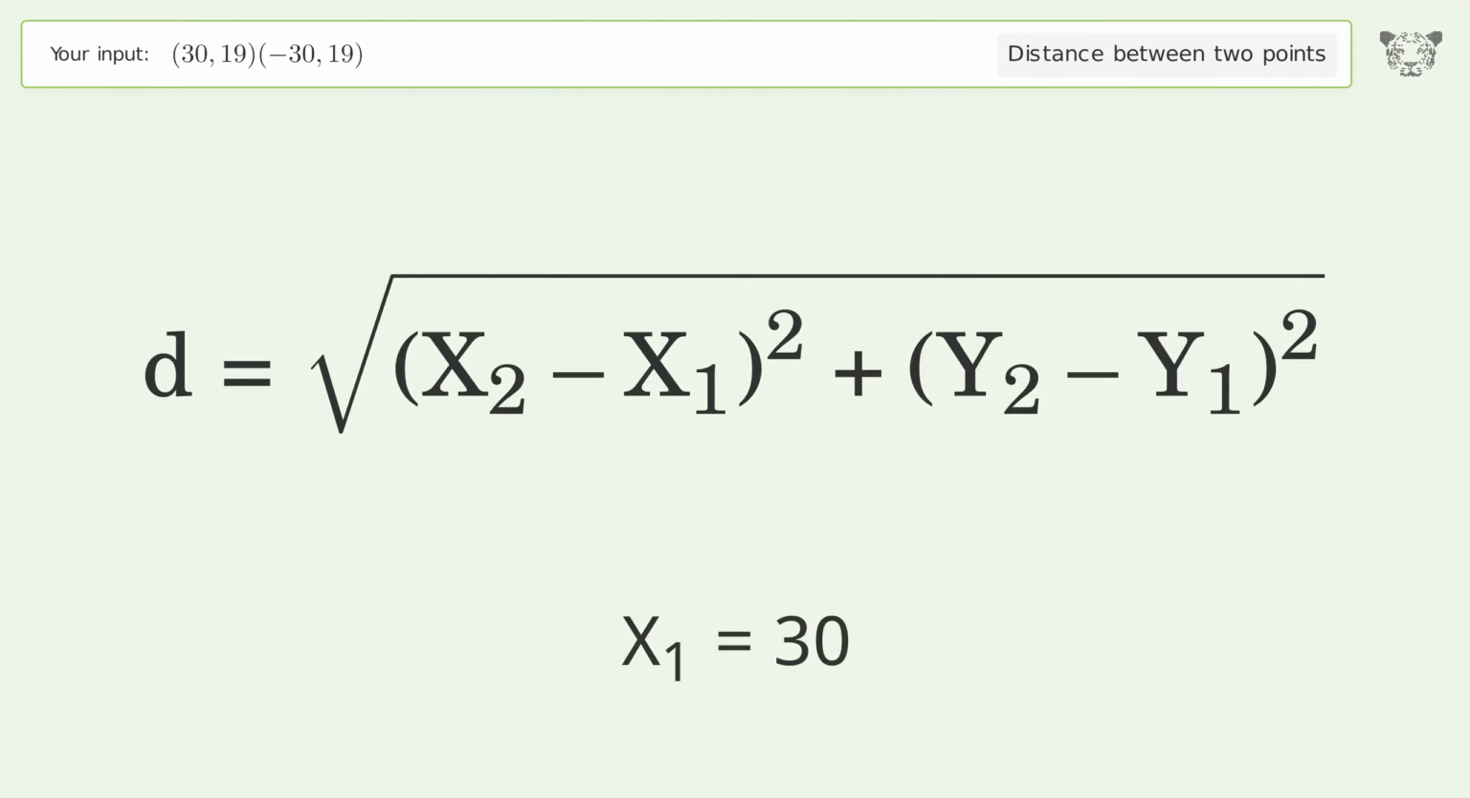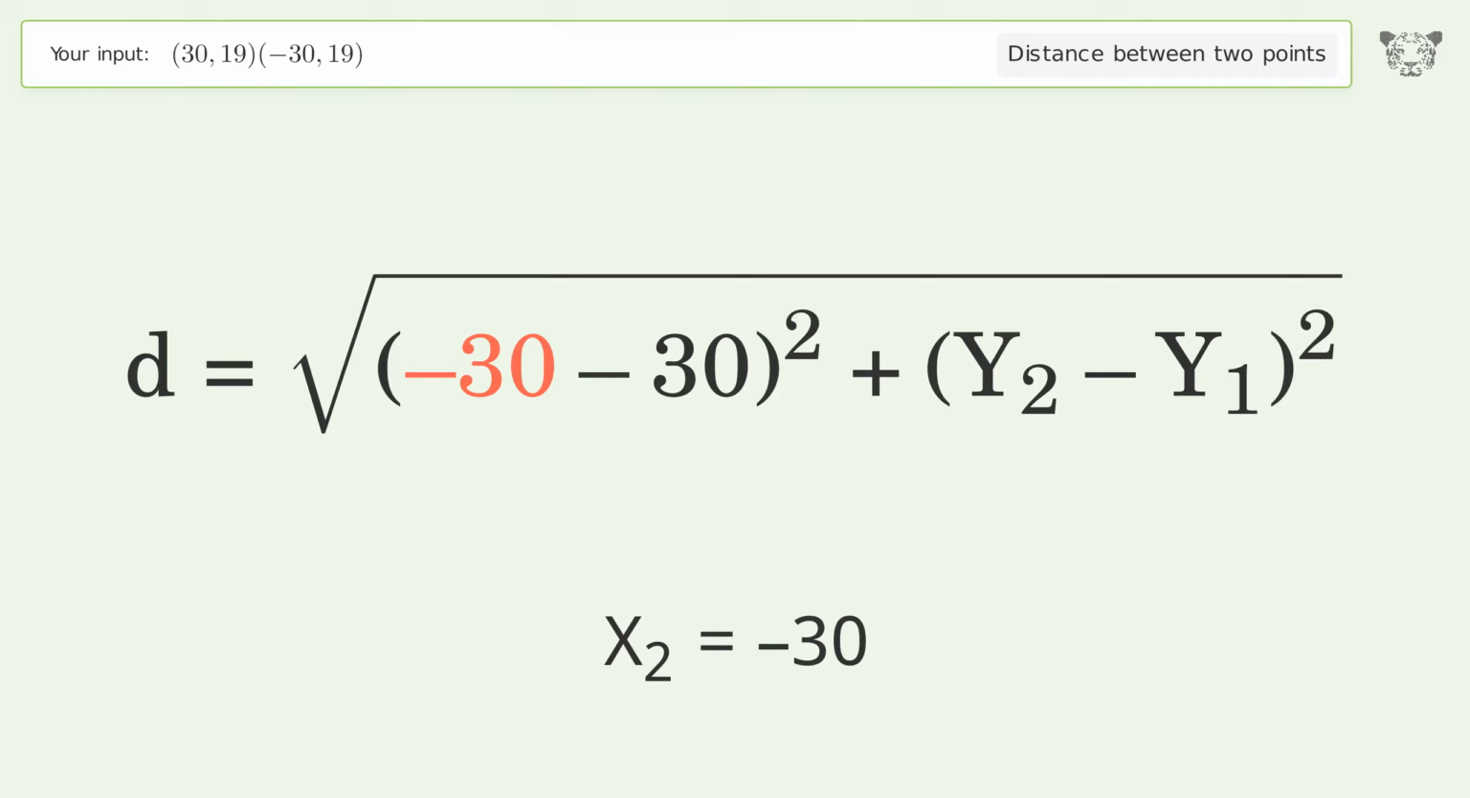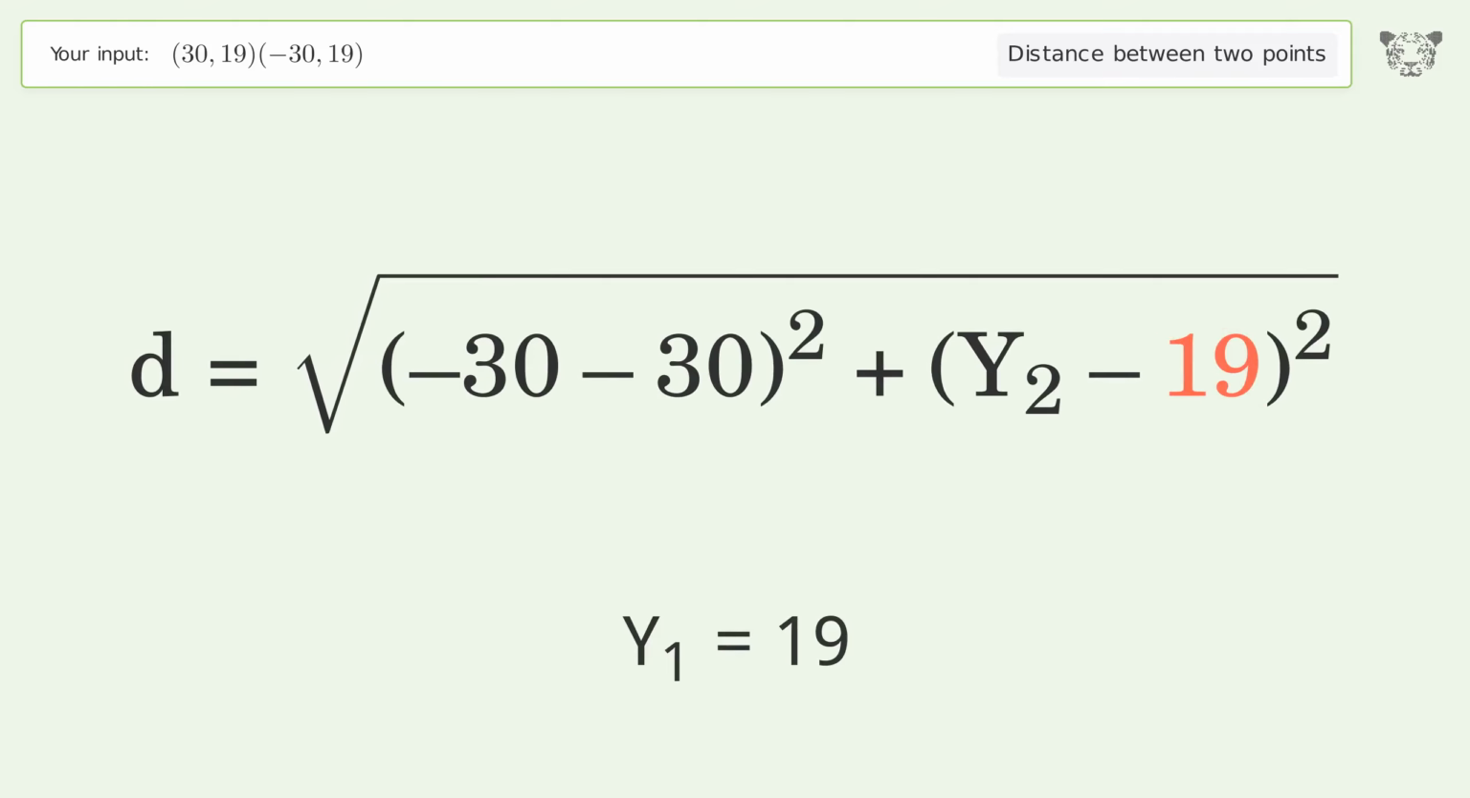x1 equals 30. x2 equals negative 30. y1 equals 19. y2 equals 19.